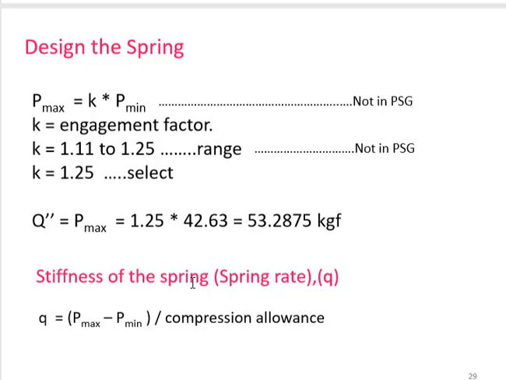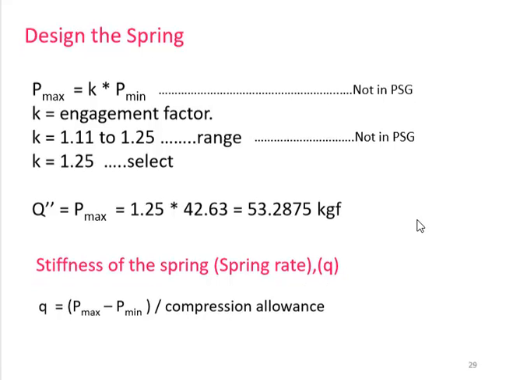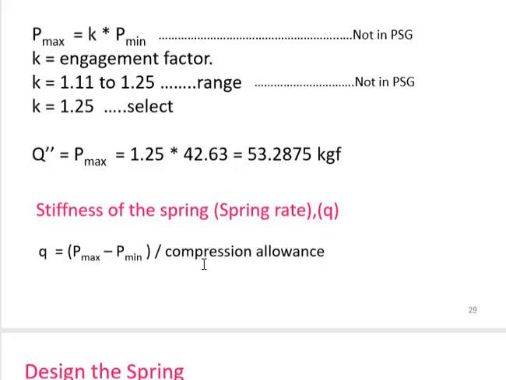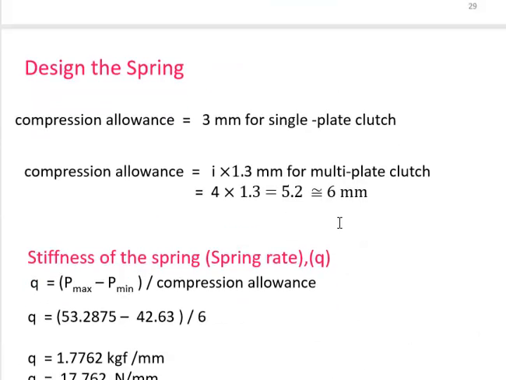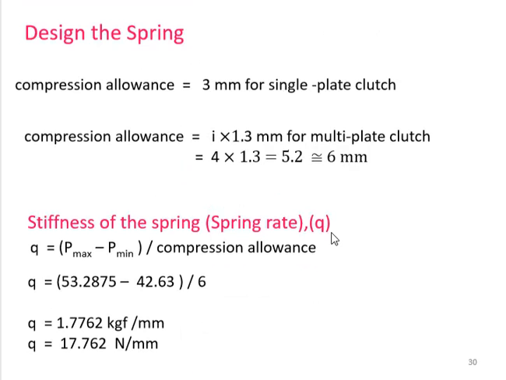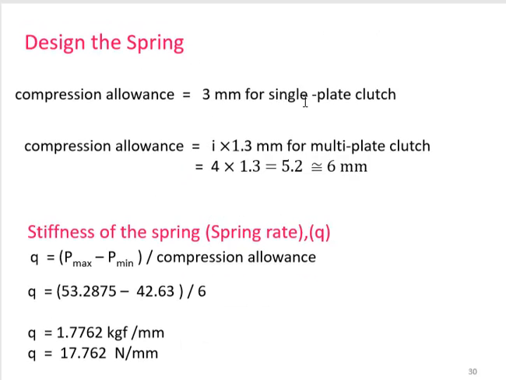After we have found out P max and P minimum, we are interested to find out the stiffness of the spring, which is represented by q. But to find out the stiffness of the spring, we need to find out the compression allowance. To find out compression allowance, we have the following data. Compression allowance is 3 mm for single plate clutch, and compression allowance is i multiplied by 1.3 mm for multi-plate clutch. After substituting the value of i, it comes around 5.2 mm, which can be approximated as 6 mm.